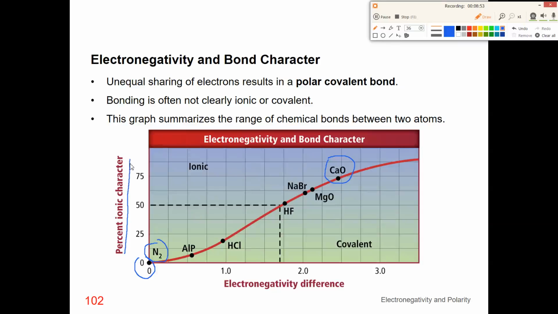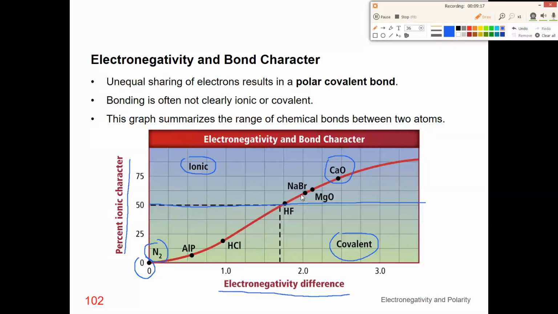This one is ionic character versus electronegativity difference. Below the 50% line is majority covalent, and above the 50% line is majority ionic compound. We can see nitrogen gas and HCl are typical covalent compounds, and calcium oxide, magnesium oxide, and sodium bromide are typical ionic compounds. However, you can see that only a diatomic like nitrogen gas is pure covalent.